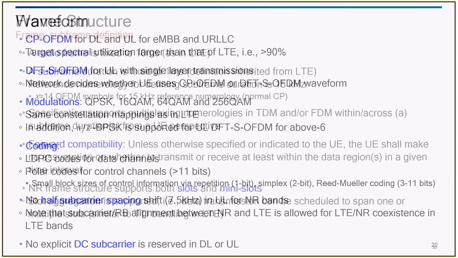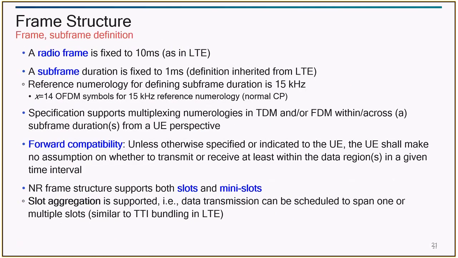Frame structure: a radio frame is fixed to 10 milliseconds, and a subframe is fixed to 1 millisecond. Now a 1 millisecond subframe can have 14 OFDM symbols. These 14 OFDM symbols could be organized into 2, 4 or 7 slots. I'm just focusing on 1 millisecond, since 10 milliseconds is too long for an hour.